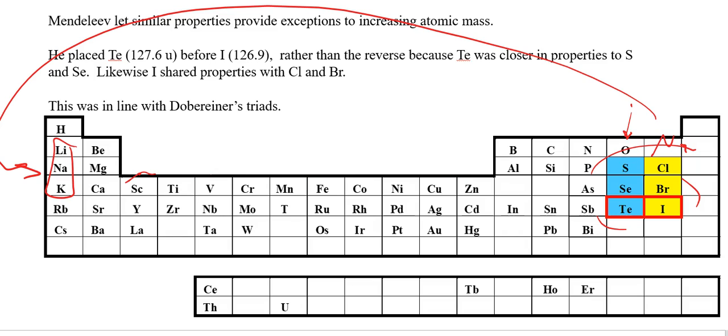But one of the other neat things is you have right down here tellurium and iodine. And Mendeleev was smart enough to say, look, tellurium has a greater atomic mass than iodine, 127 to 126.9, okay? But he kept tellurium in that triad, iodine in the other triad, because similar properties were sort of ruling what he thought about.